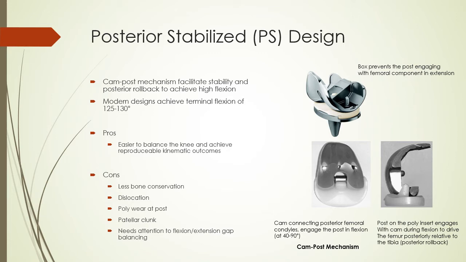And the modern designs usually can achieve terminal flexion of about 130 degrees. So the PS design has a benefit or advantage. It's really easy to operate on because we're not dealing with ACL and PCL. They are sacrificed from the surgery, and so the results, functional-wise, are more reproducible and easy to achieve. The cons contain that it's definitely not very bone conserving because you have to cut off that big box to create the PS cam post mechanism.